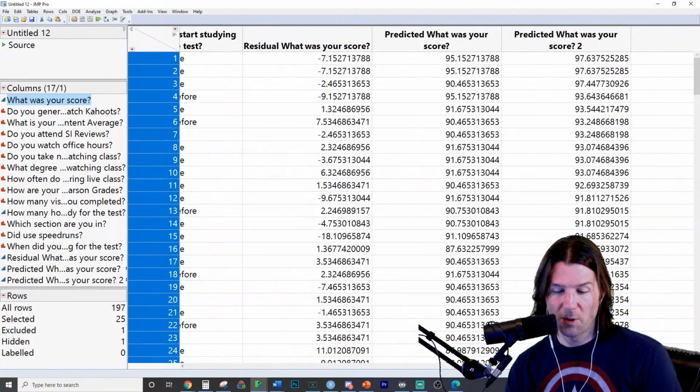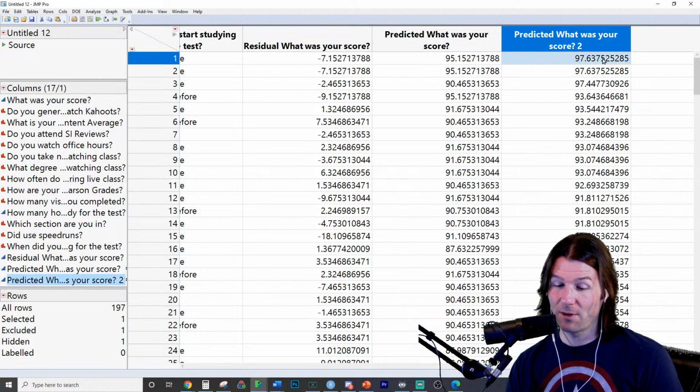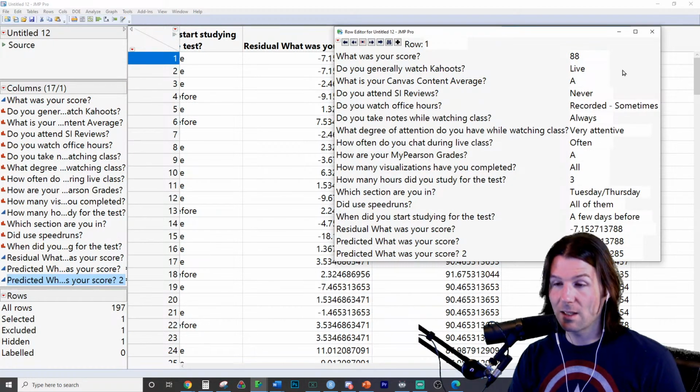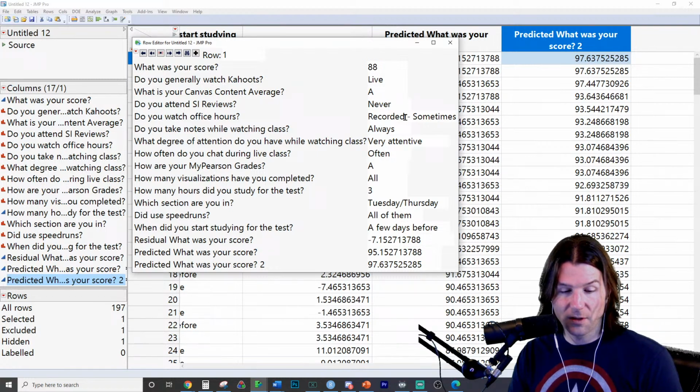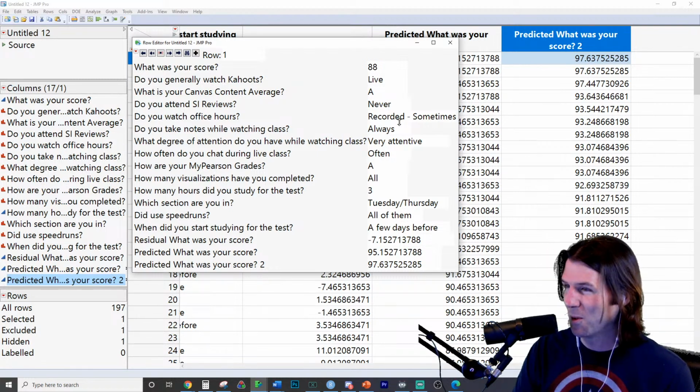So let's look at what these people were predicted to make. This person was predicted to make a 97. They didn't make a 97. They made an 88. They watch Kahoots live. They have a Canvas content average of an A. They don't go to SI. They watch office hours recorded sometimes. They might be watching now, recorded.